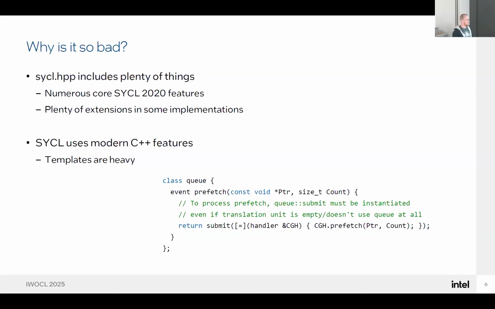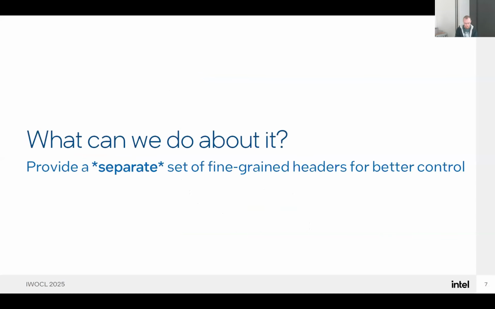For example, in queue, we have this prefetch method, and in many implementations it's essentially a wrapper around queue submit and then the command group handler prefetch. And simply for the compiler to make sure that in this prefetch method all the types are correct, it has to instantiate this submit function, which accepts a lambda template. Then there are probably nested submits or whatever, and you have just paid the cost, even if you don't use this prefetch, you paid it immediately.